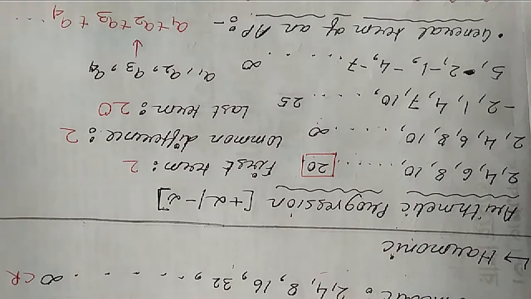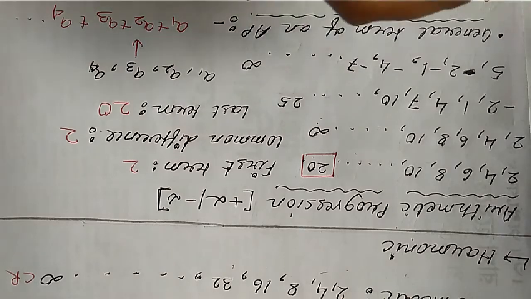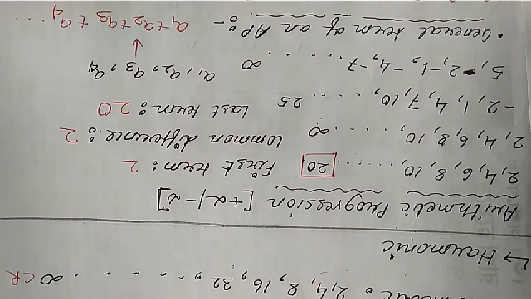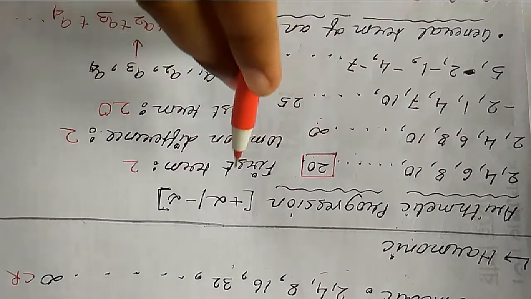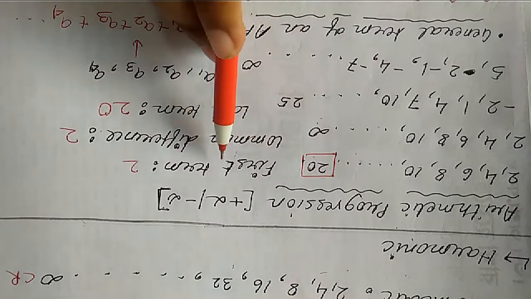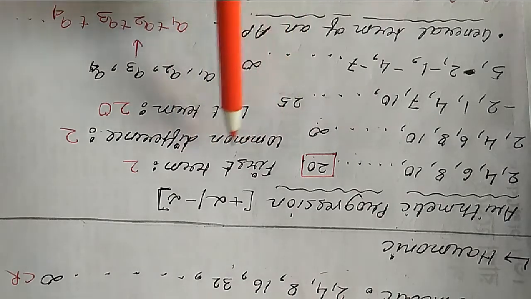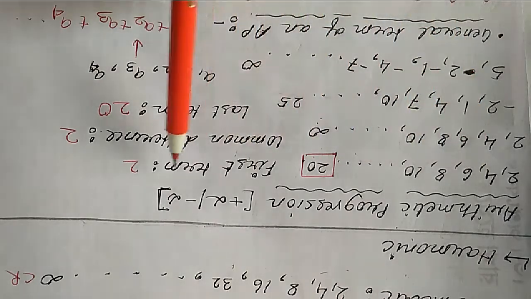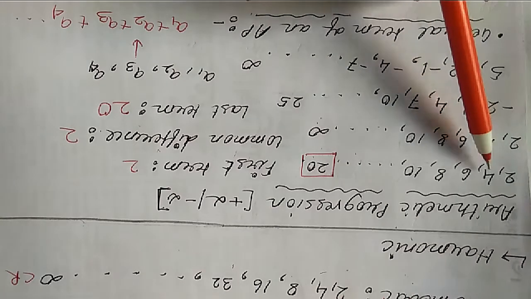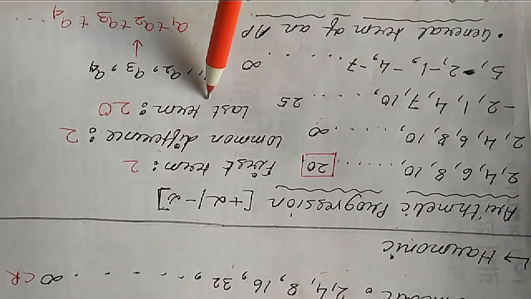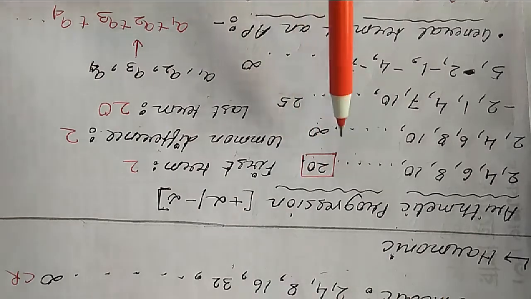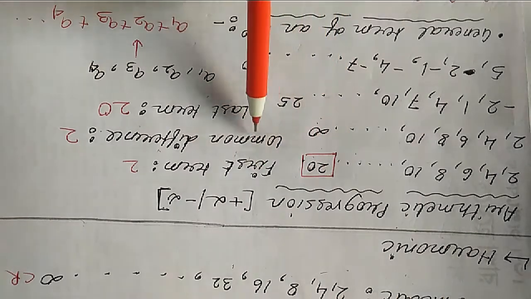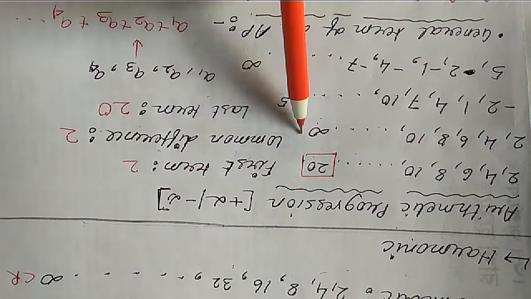Now there are some terminologies that are used while doing problems related to arithmetic progression, some of which are the first term. Let us take up those terminologies one by one. First term: what is the first term of this progression? We are considering this progression only. The first term is 2, obviously. The common difference is again 2, since 4 minus 2 is 2. The last term is 20, as you can see. These are the basic terminologies that you must remember.